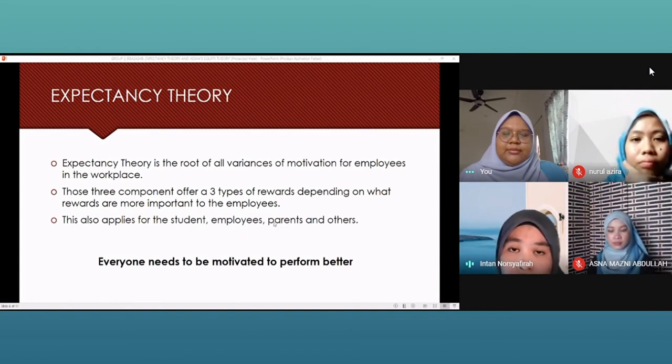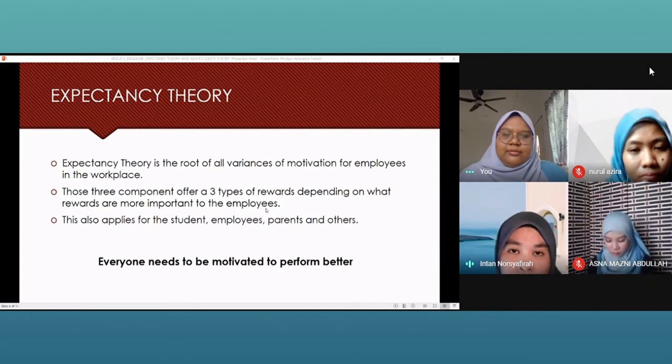In contrast, if they know that their lecturer will recognize how hard they have worked, then the motivation to study harder will arise. Everyone needs to be motivated to perform better, whatever their current situation may be, and this is directly related to what they expect to receive in return for their effort. So that's all for the expectancy theory. I will pass it to the next theory.